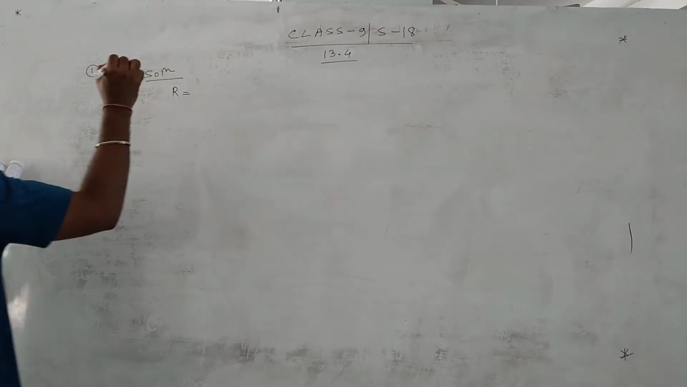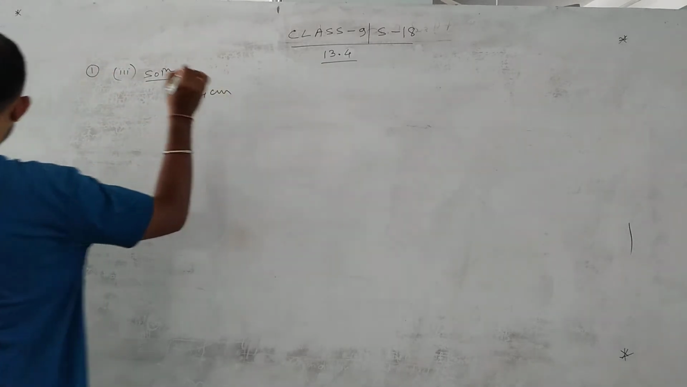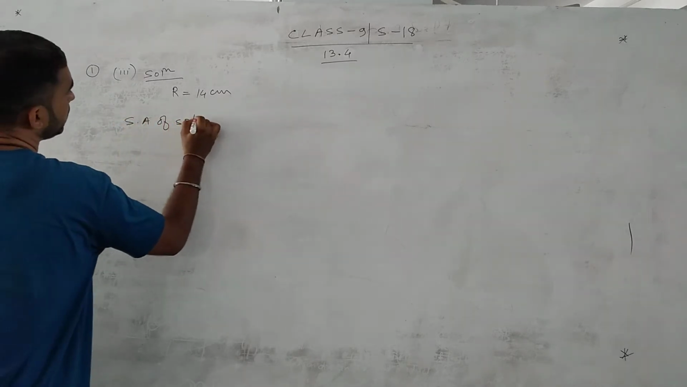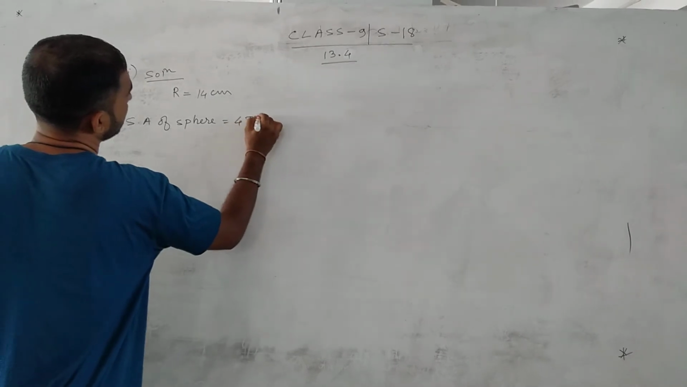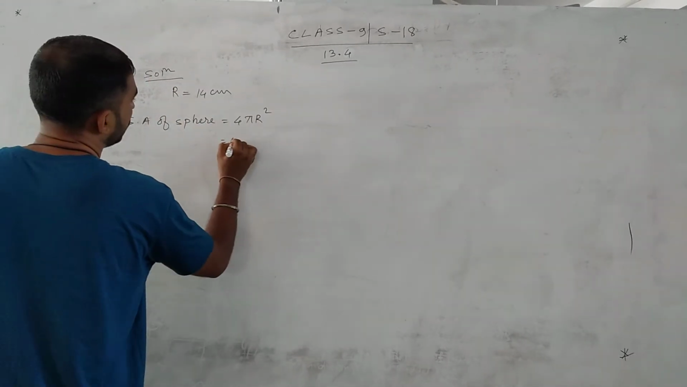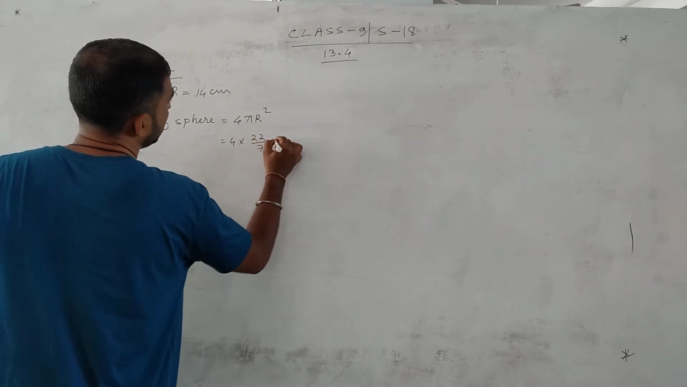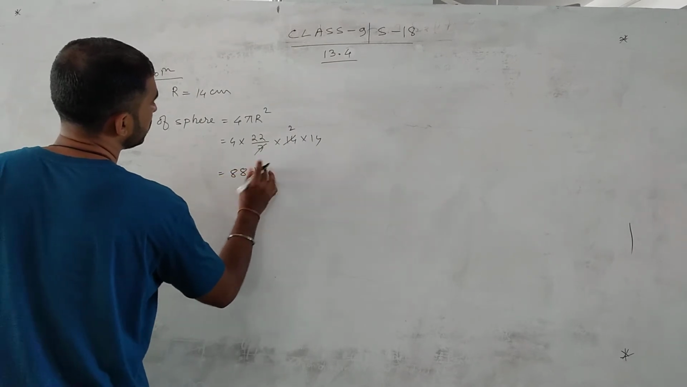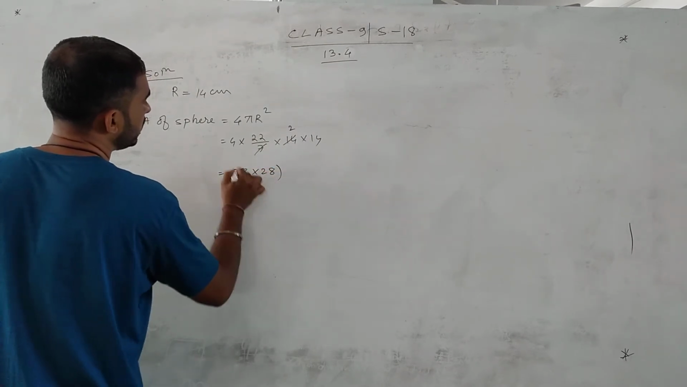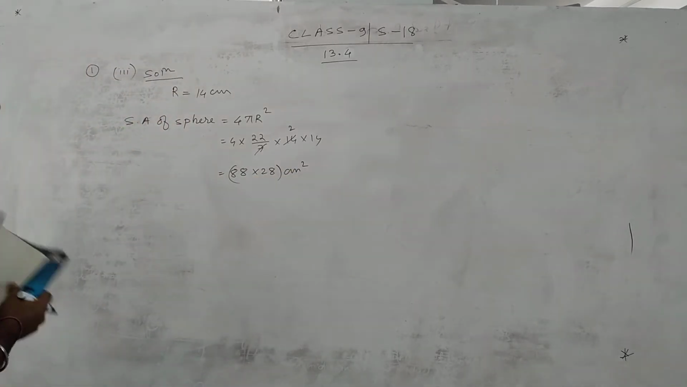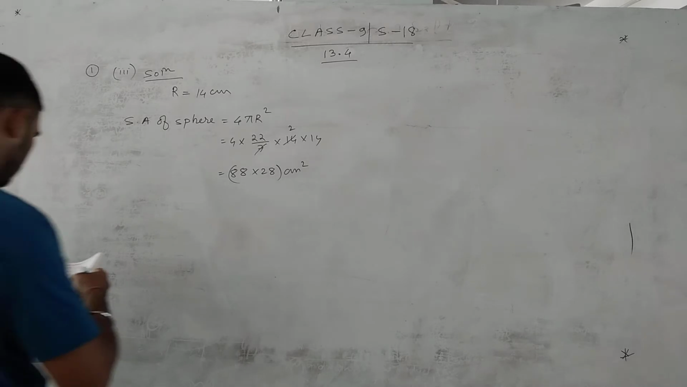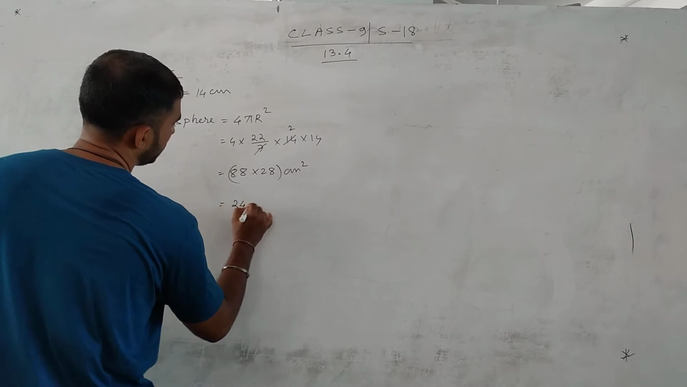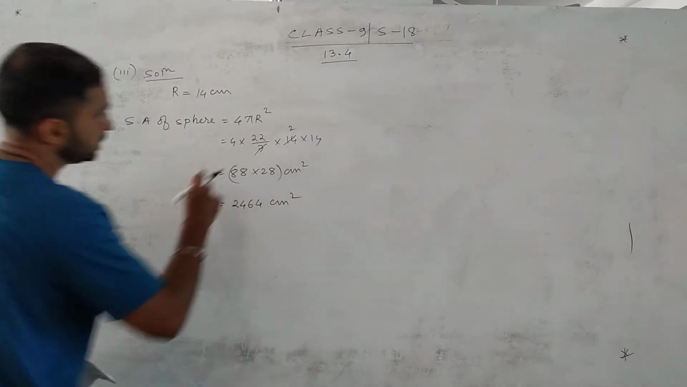Radius is given, r equal to how much? 14 centimeter. And the question is find the surface area of sphere. Therefore, surface area of sphere equal 4 pi r square. Now 4 pi, here pi 22 by 7 and r means 14. 7 2 0, so 88 into 28 square centimeter. So after doing calculation, we got how much? 2464 square centimeter.